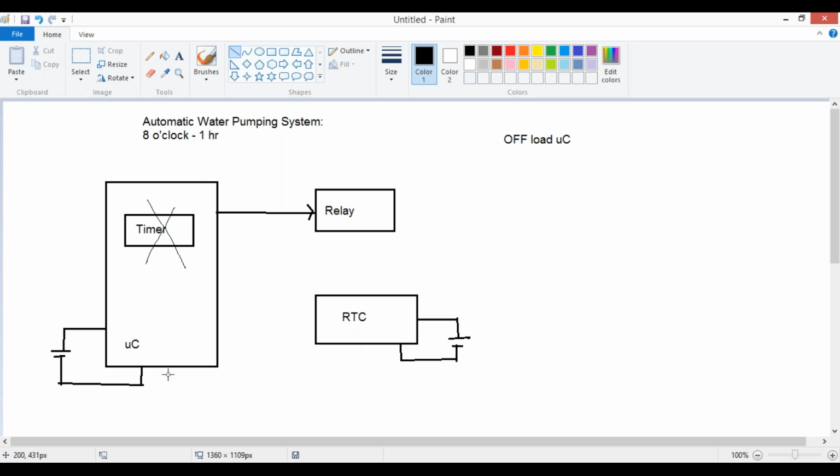Now I'm not overloading my microcontroller just to retain the time. So who is retaining the time now? The RTC, the external chip, is retaining the time. But the question is, who wants to start the pump? People, who wants to start the pump?